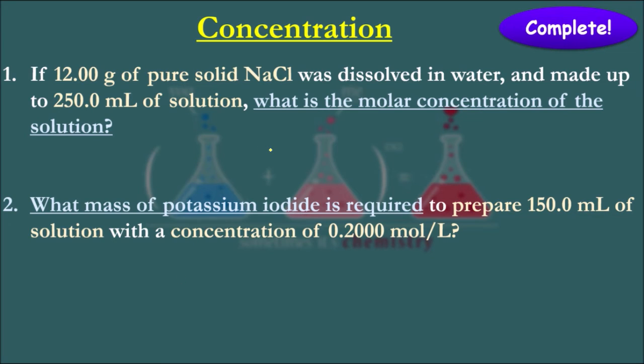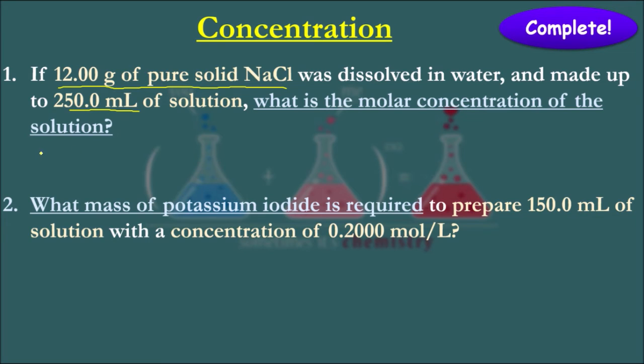So the first step is, like we said, we need to record the mass of the solute that we want to put in solution. In this case, I have 12 grams of pure sodium chloride, and I want to make it into a solution of 250 milliliters. Now the question is, what's the number of moles that I'm using?